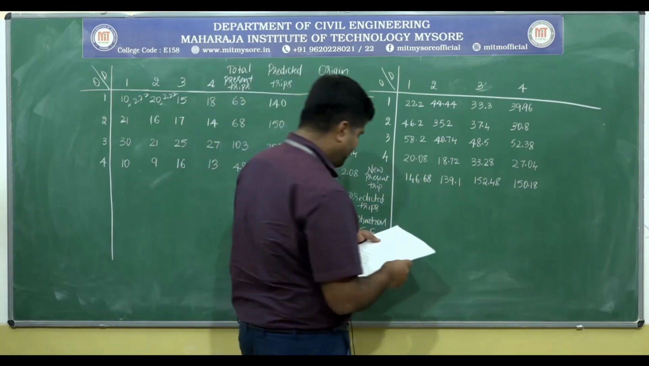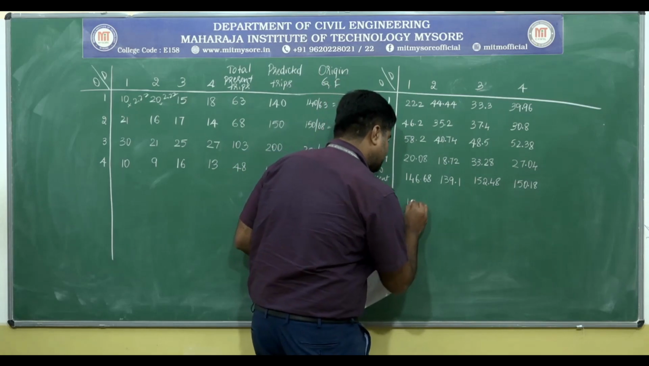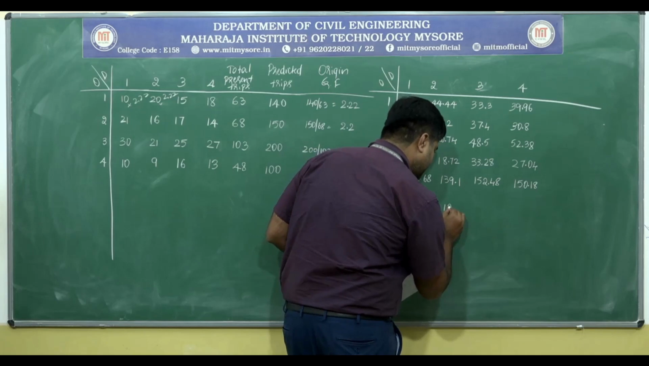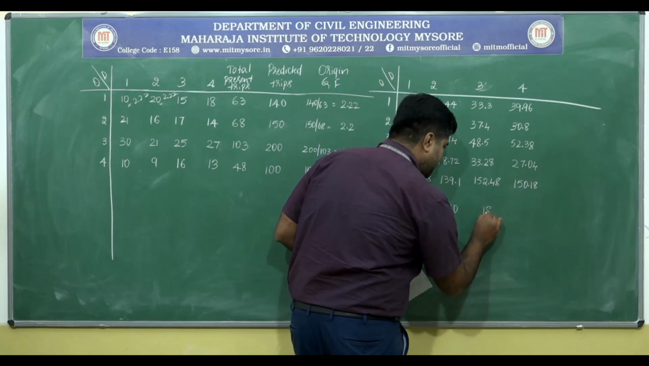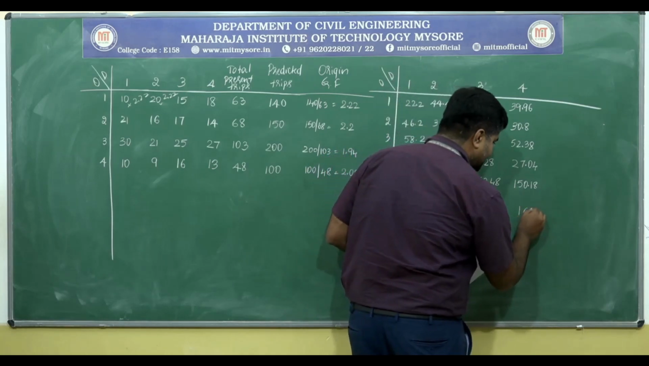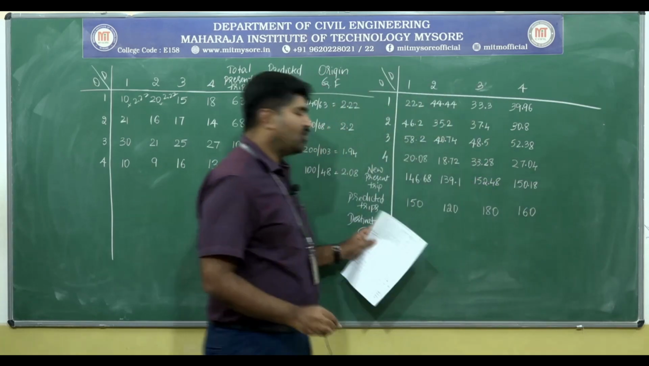Here it is 150. For this it is 150. Next it is 120, 180, and lastly it is 160. Okay, next you find out the growth factor.